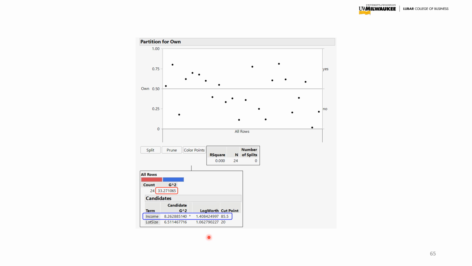JMP is also reporting log worth values. Remember, the larger the log worth, the smaller the p-value. Since the log worth is larger for the 85.5 cut point, it is a more significant reduction in impurity than the cut point of lot size equaling 20. Thus, if we click split, JMP will split at that income equaling 85.5. We can choose the other split point if we wish, but I'm just going with what JMP will decide to do.